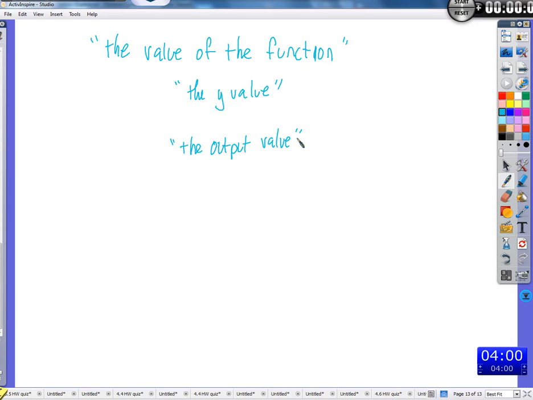So if you hear the value of the function, think, okay, that's not the number I'm putting in. That's not the value of the function. The value of the function is what comes out of the function. When I put something in for x and I do all the arithmetic, the value of the function is the output.